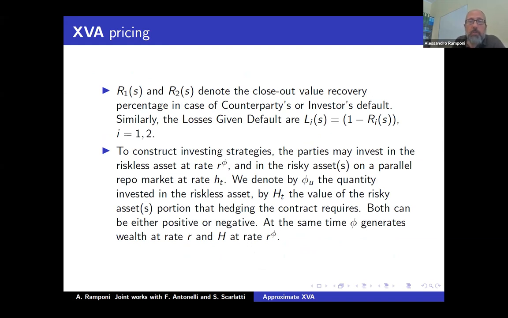And then we consider also the investing strategies and the hedging strategies to completely describe the trade between the two parties. So the parties may invest in a riskless asset with a rate R_F, the funding rate, and in the risky asset, and we consider, as done in several papers, especially by Brigo and Pallavicini, that the trade on the risky asset happens in a repurchase market, characterized by a given rate, which is H, the repo rate. So phi is the quantity invested in the riskless asset. H is the edge of the trade.